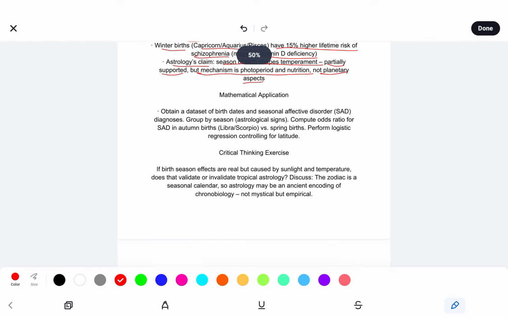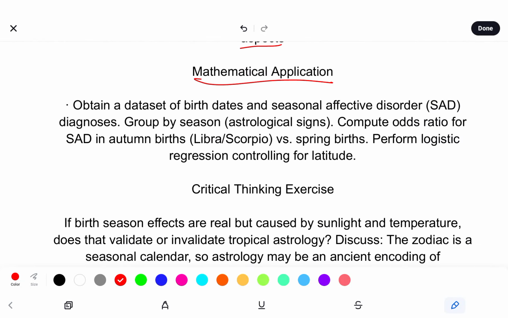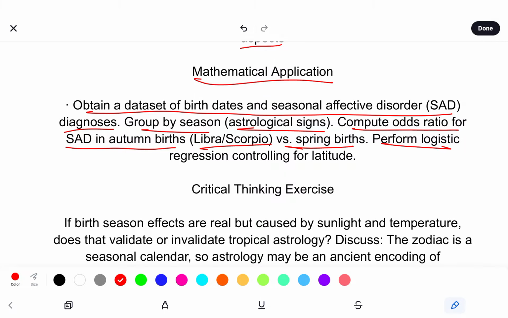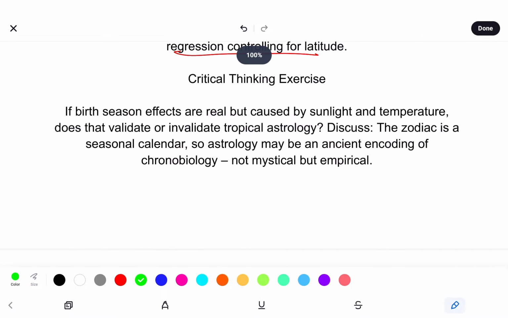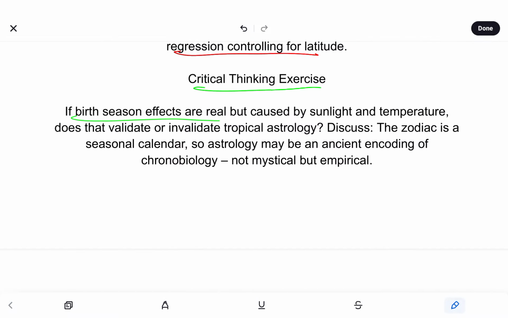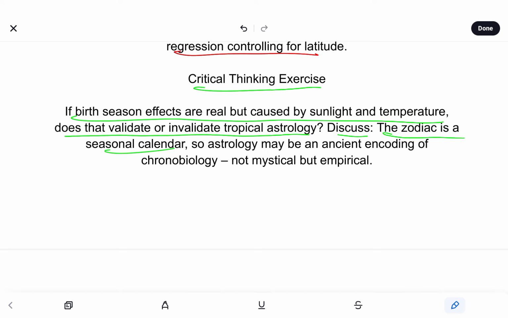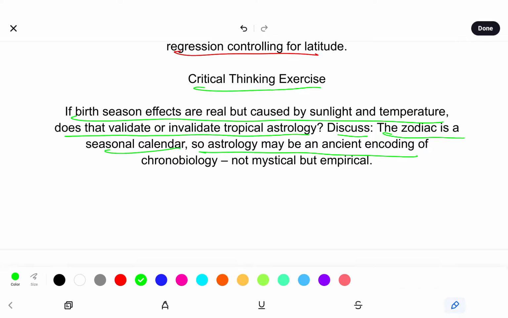All right. We have our mathematical application: obtain a data set of birth dates and seasonal affective disorder, SAD, diagnosis, group by season and astrological signs, compute the odds ratio for SAD in autumn births, Libra and Scorpio, versus spring births, and perform logistic regression controlling for latitude. In our CTE: if birth season effects are real but caused by sunlight and temperature, does that validate or invalidate tropical astrology? Discuss. The zodiac is a seasonal calendar, so astrology may be an ancient encoding of chronobiology, not mystical, but empirical.